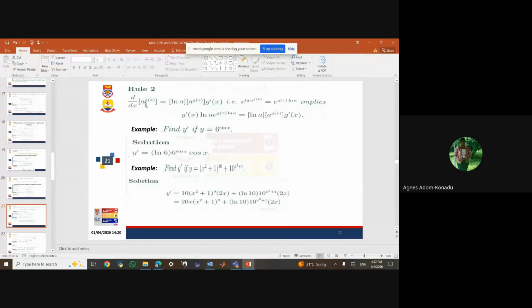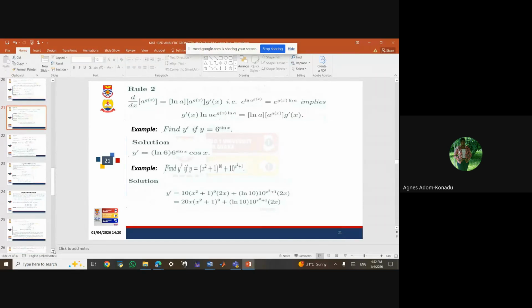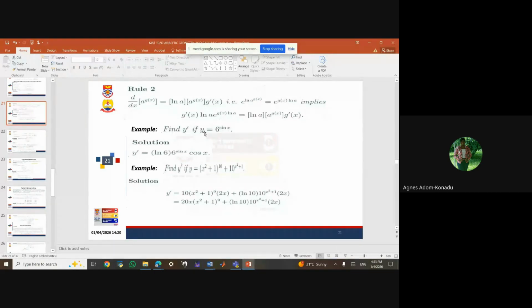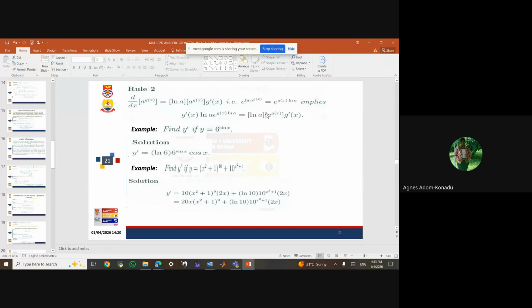So if I have a to the power g of x, going through the same procedure, I have to differentiate my g of x too. So this will be g prime of x ln a times the function. So I have ln a times a to the power g of x times g prime. So I have y is equal to 6 to the power sine x. Thus I would introduce ln on both sides and then differentiate. But if you can remember this, it is ln 6, then the function 6 to the power sine x, times the differential of sine x. If you cannot remember, then introduce ln on both sides and take your time to differentiate.